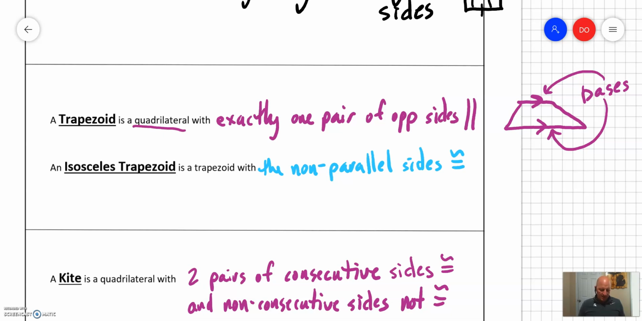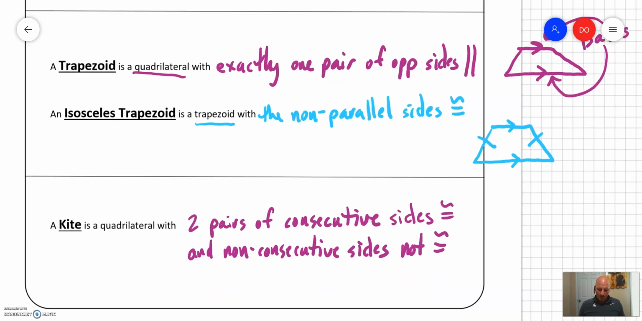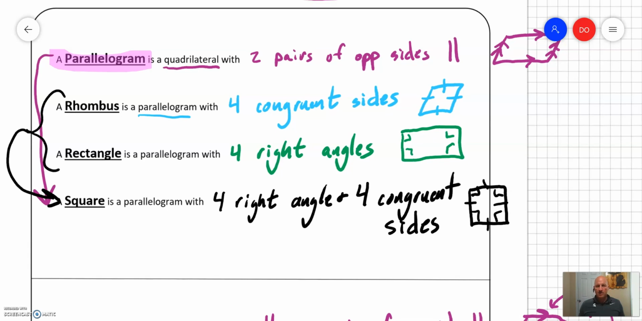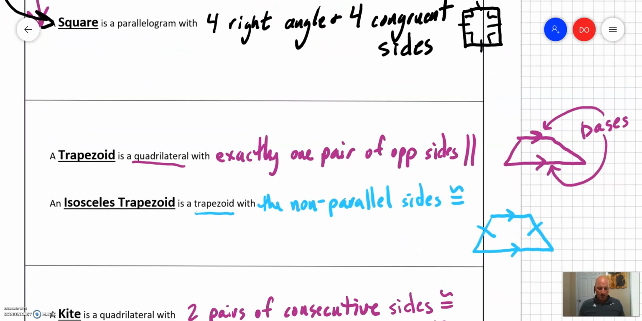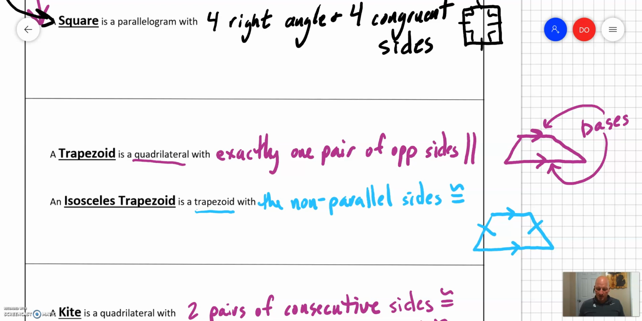And then we have an isosceles trapezoid is a trapezoid, so it has exactly 1 pair of opposite sides parallel. And the non-parallel sides, the non-bases, are congruent. That would look something like this. Here's my parallel sides, and the non-parallel sides are congruent to each other. Kind of similar to an isosceles triangle where 2 sides are congruent to each other. And then lastly, so parallelograms, we have 2 pairs of opposite sides parallel. Trapezoids, we have exactly 1 pair of opposite sides parallel.